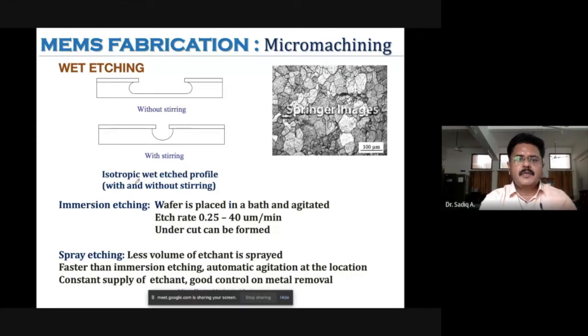In the case of isotropic wet etching, though the reaction happens equally in all directions, in order to get a controlled cross-section it is better to agitate so that the etchant interacts with the substrate. So with stirring, it will have a better profile compared to this. Here it is seen that an undercut happens. So though the reaction happens in all directions equally, undercuts or this kind of profile can be generated. To control the profile cross section, it is better to provide stirring if needed.